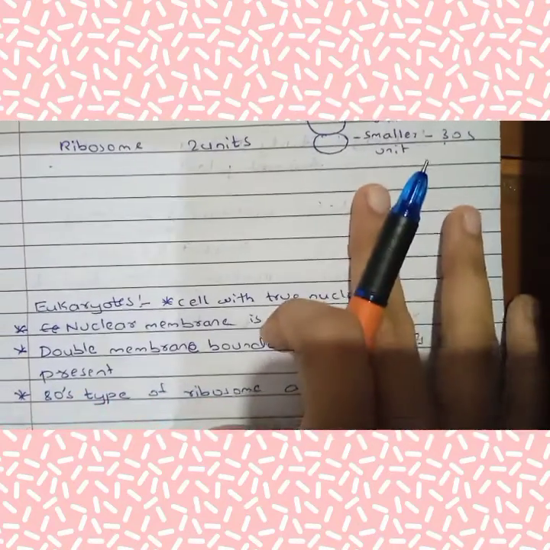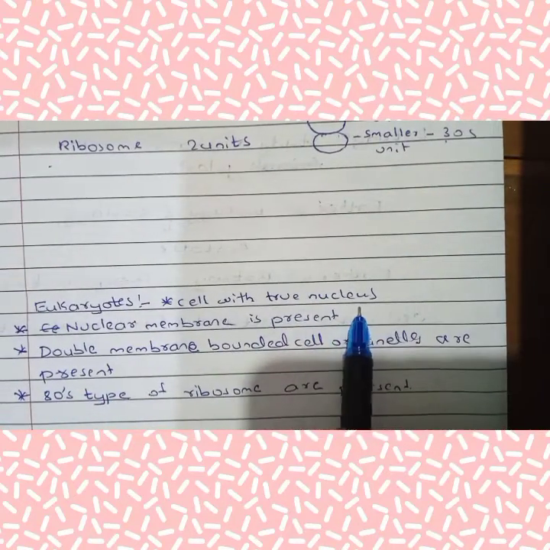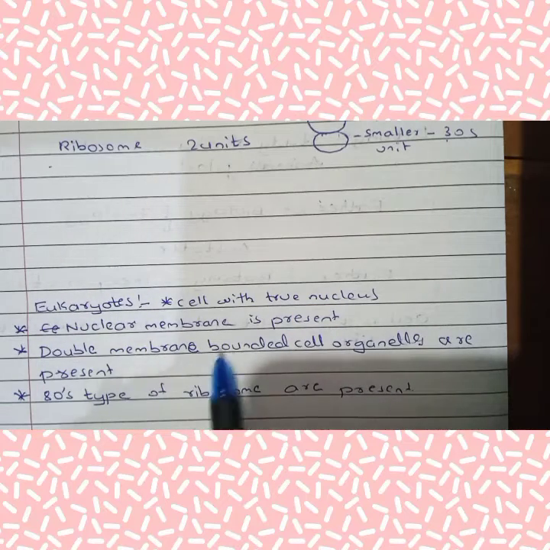Now let's study eukaryotes. It is a cell with a true nucleus. It has a true nucleus and a nuclear membrane is present.